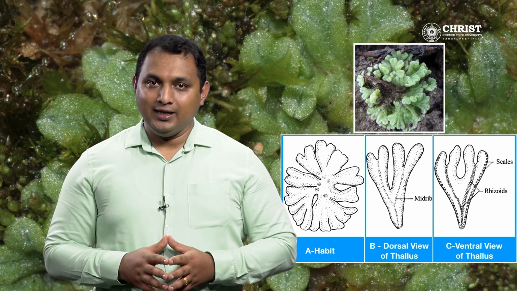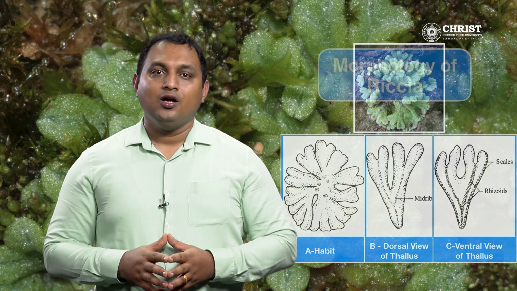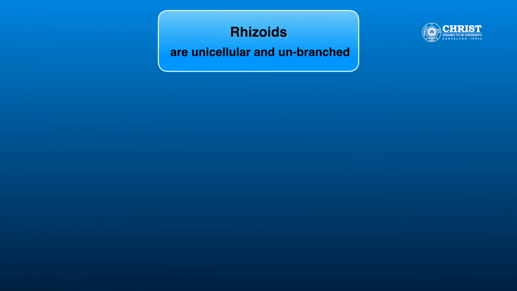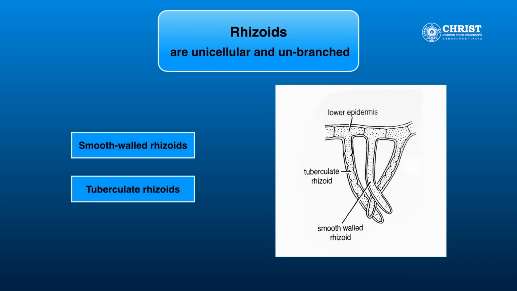Scales are violet colored, multicellular and one-celled thick structures, whereas rhizoids are unicellular and unbranched and are of two types, smooth-walled rhizoids and tuberculate rhizoids. Now let's discuss about the anatomy of Riccia.